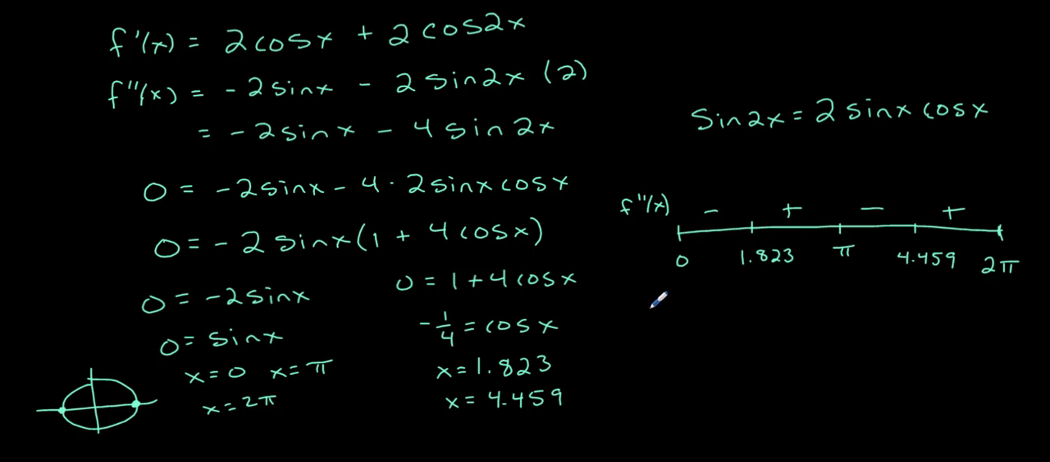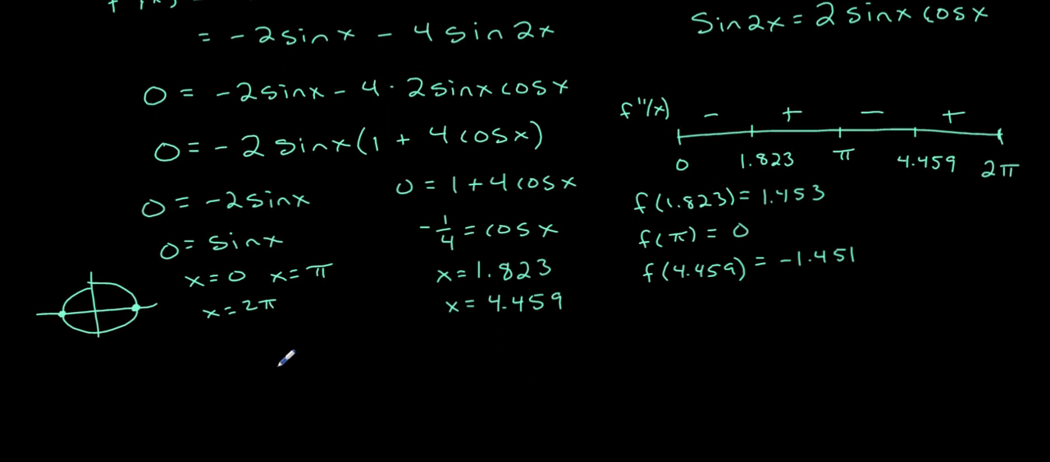Now, if we want the point, we've got to find f of 1.823, f of pi, and f of 4.459. All right, we don't know what's happening past 0 or past 2 pi, so we're not including those as possible points of inflection, even though the second derivative is equal to 0. Using a calculator, plugging into the original function, I get 1.453, I got 0, and we get negative 1.451.